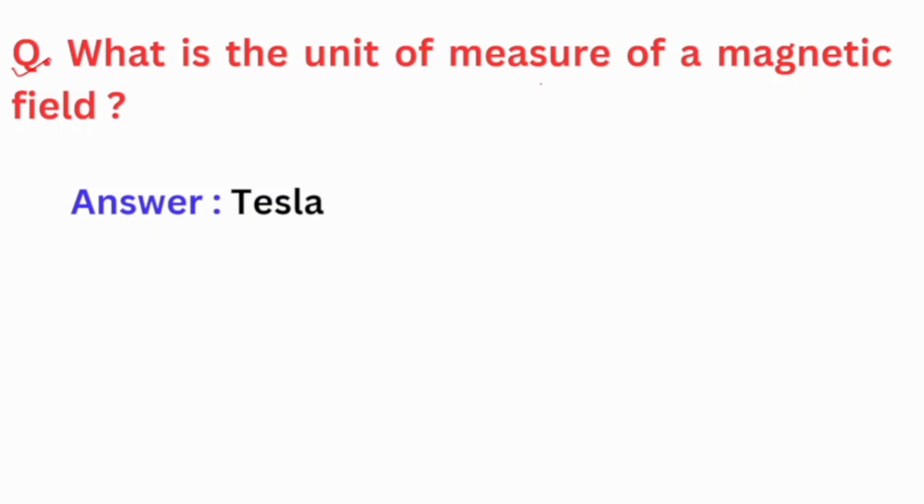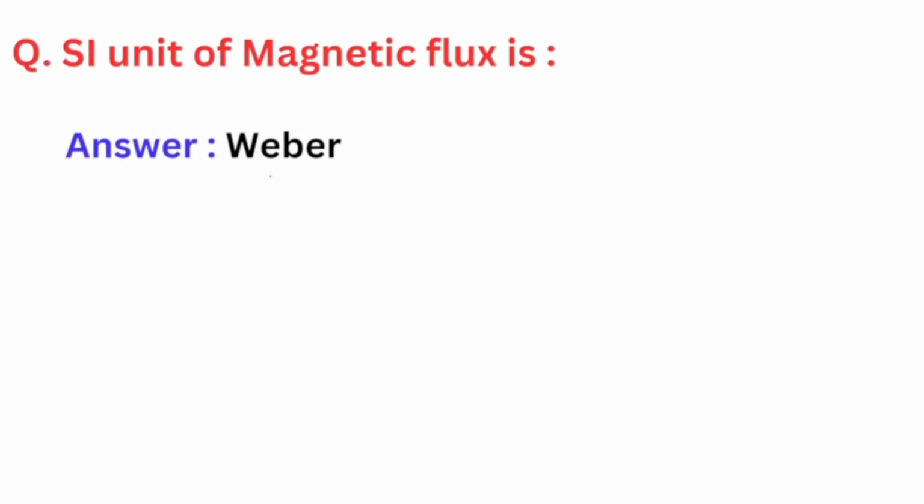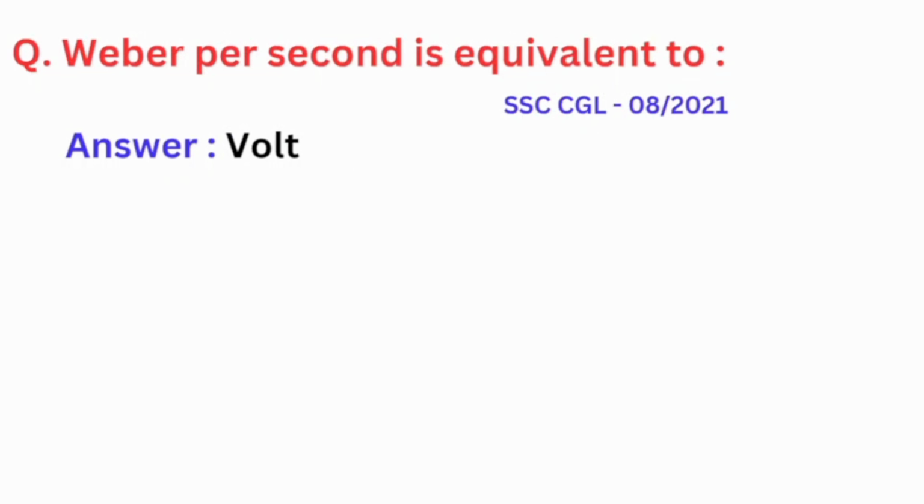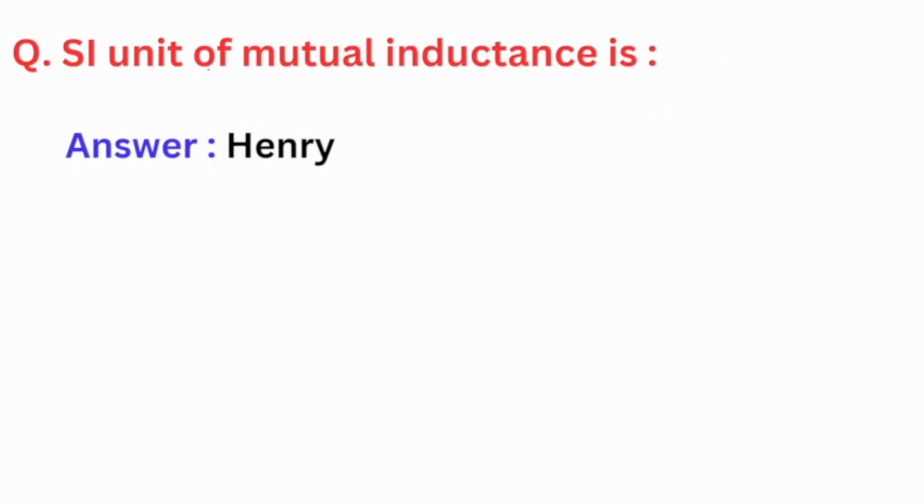What is the unit of measure of a magnetic field? The answer is Tesla. SI unit of magnetic flux is Weber. It's very important. And Weber per second is equivalent to what? Weber per second is equivalent to volt. Next is SI unit of mutual inductance is Henry.